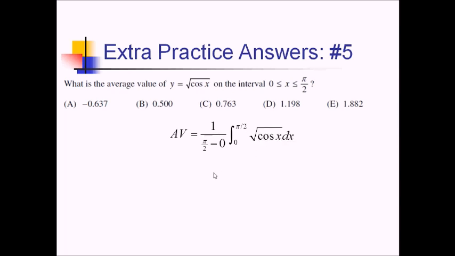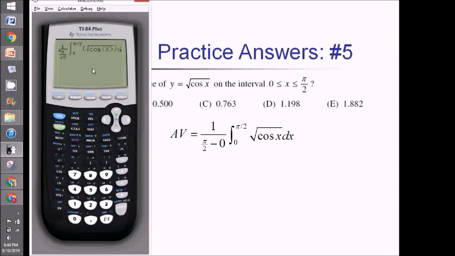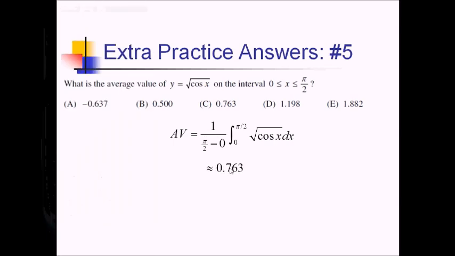So let's plug this in the calculator. So at the end of the day here, I plugged in 1 over pi over 2. I could have written minus 0, but why bother? We're going from 0 to pi over 2. We have all that radical cosine business and a dx, and this comes out to 0.763, and that's answer choice C.